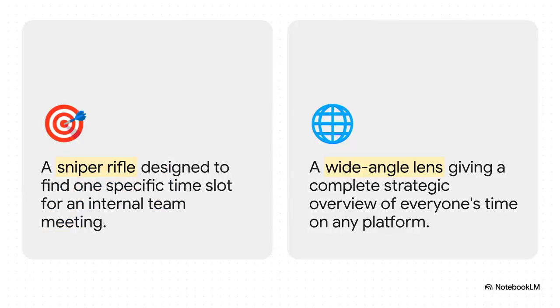So here's the best way to think about the difference. The Outlook Assistant, that's your sniper rifle. It's perfect for finding one very specific time for a small internal team. A unified calendar, that's the wide-angle lens. It gives you the full, strategic picture of everyone's time, no matter where they are or what calendar app they use.